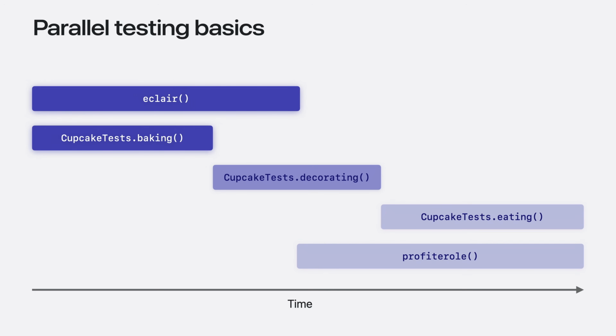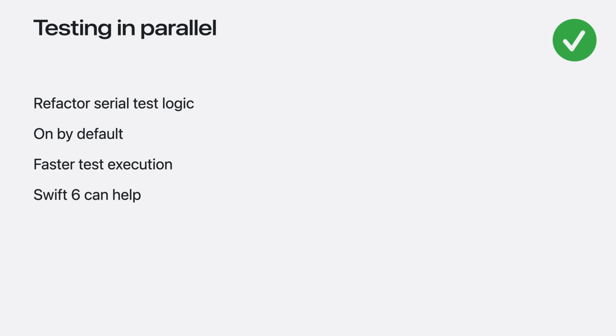Tests in a suite with a serialized trait will run one after another. However, Swift is still free to run other unrelated tests in parallel with these serialized tests, so you can still get parallel performance. If necessary, you can run tests serially, but we recommend refactoring your tests so they can run in parallel. Parallel testing is on by default when you use Swift Testing, and will let your tests run as fast as possible. And Swift 6 can help you find issues with your tests that prevent them from running in parallel. Next, we'll show you techniques for waiting on asynchronous conditions with Swift Testing.